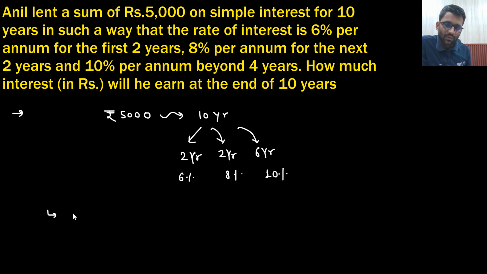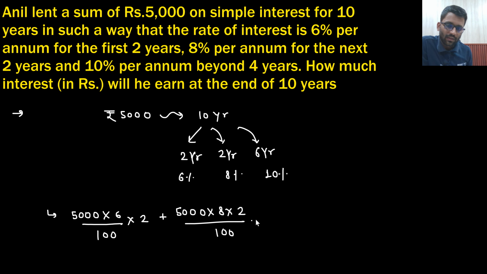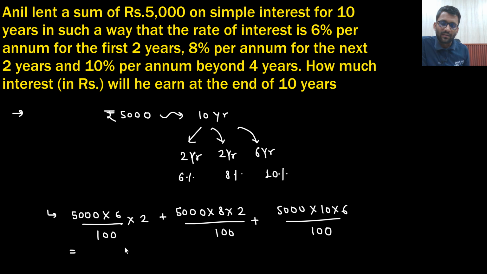So he had 5,000 rupees at 6% for 2 years, plus 5,000 at 8% for 2 years, and 5,000 at 10% for 6 years, right?